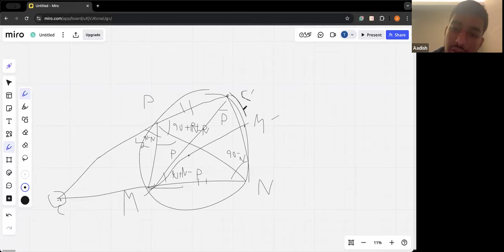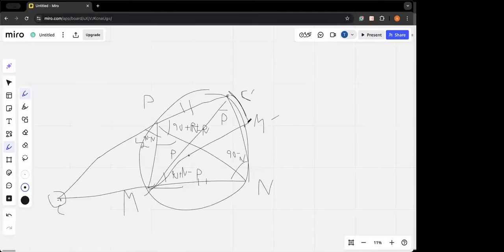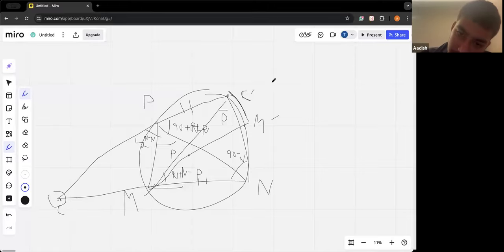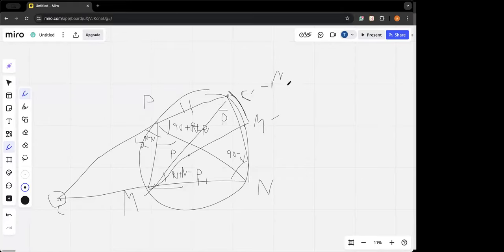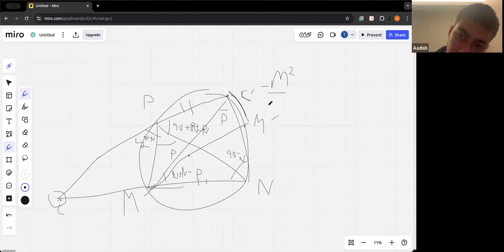Oh, you want to get to C prime, right? So you want this card. Yes, C prime can be minus M square by P. Minus M square by P. Yeah, that looks correct.